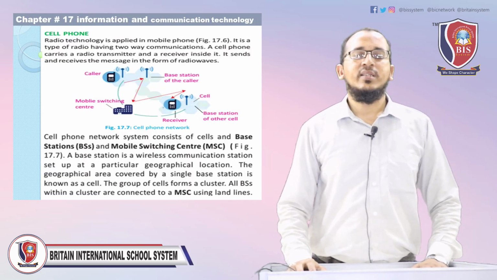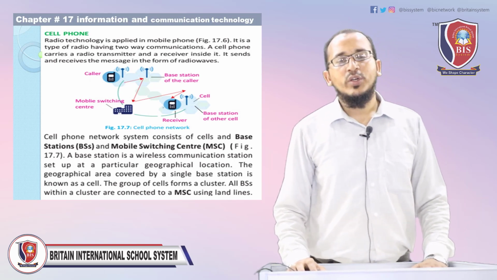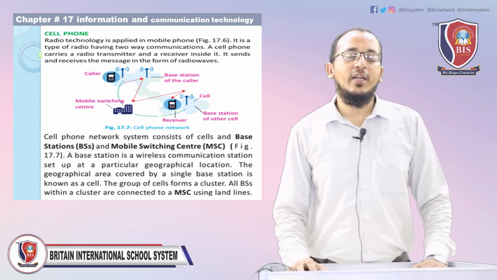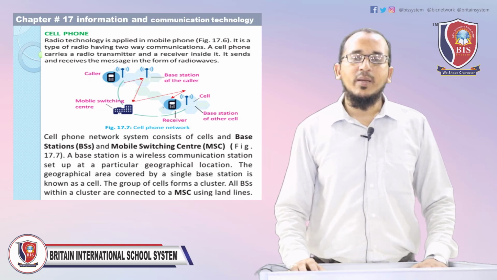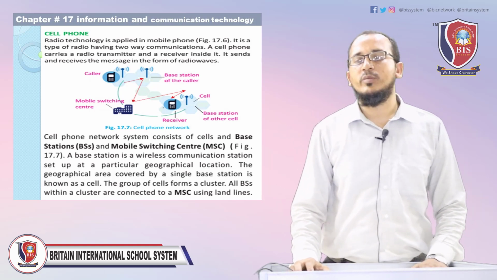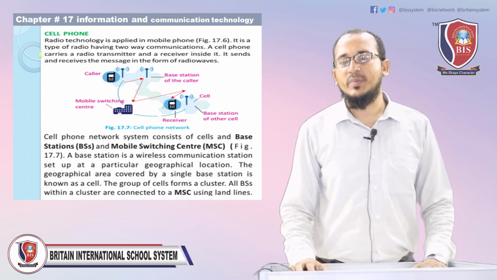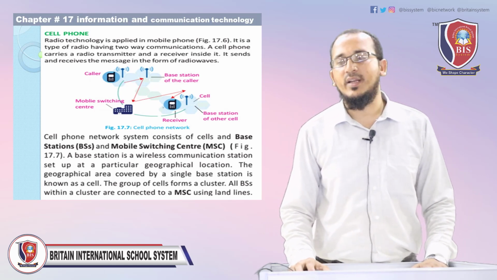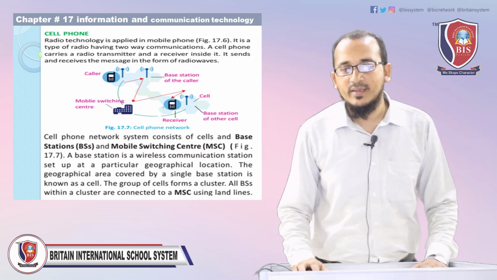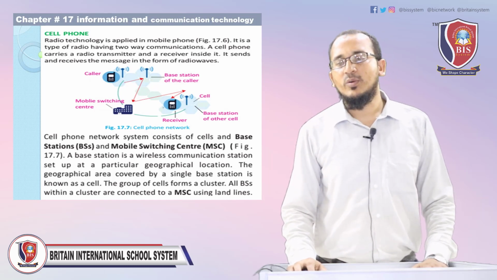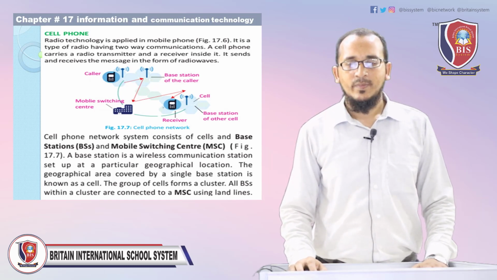The second question is cell phone. Radio technology is applied in mobile phones. It is a type of radio having two-way communication. A cell phone carries a radio transmitter and receiver inside it. It sends and receives messages in the form of radio waves.